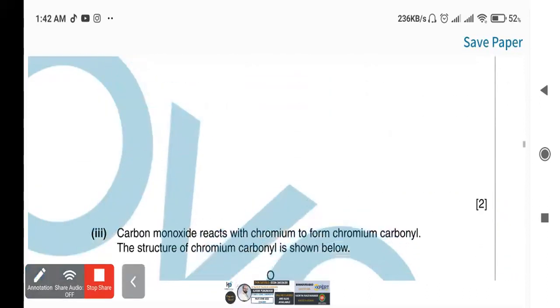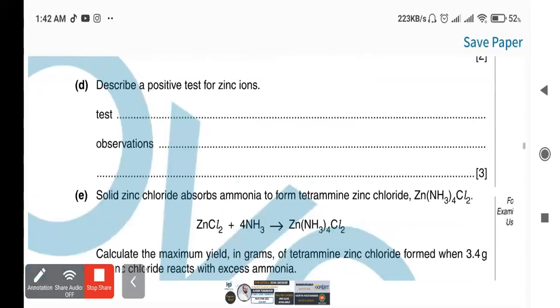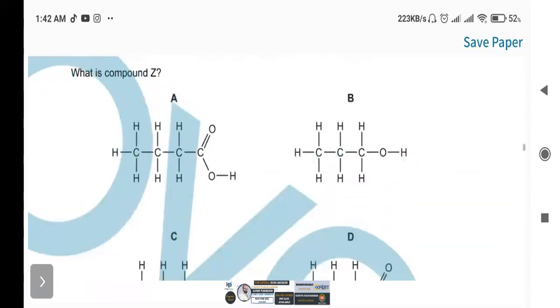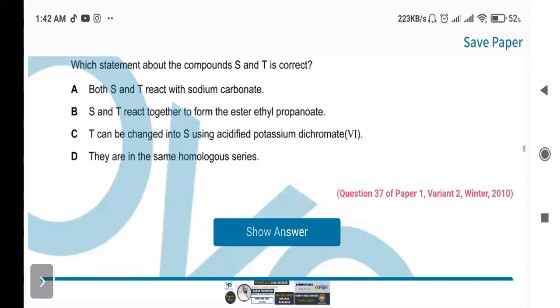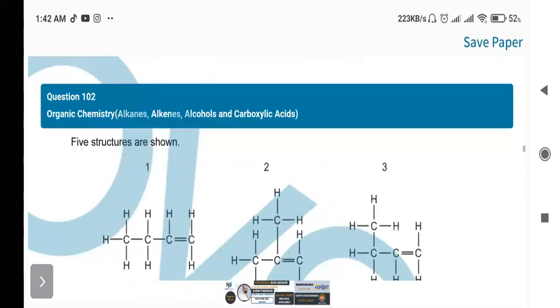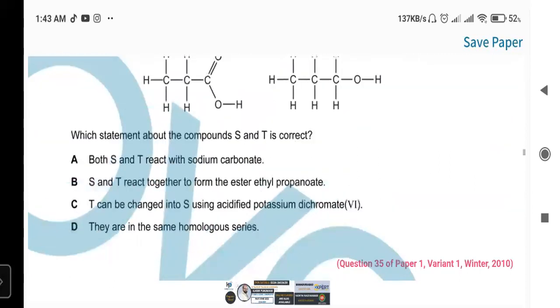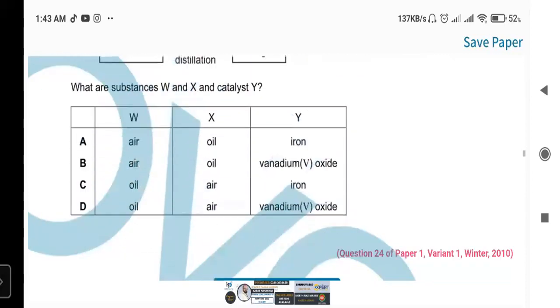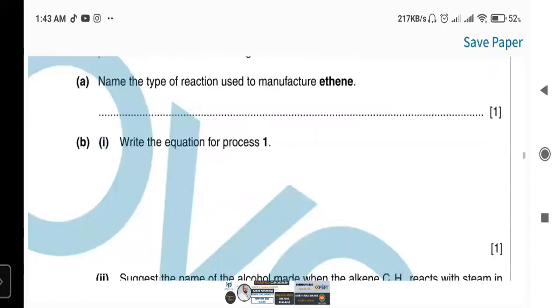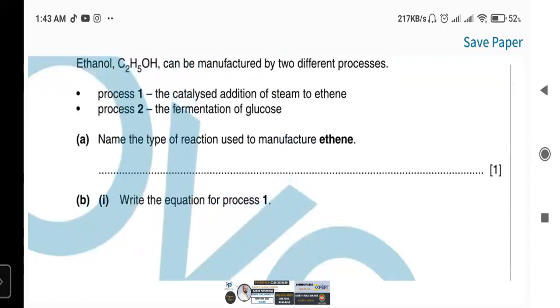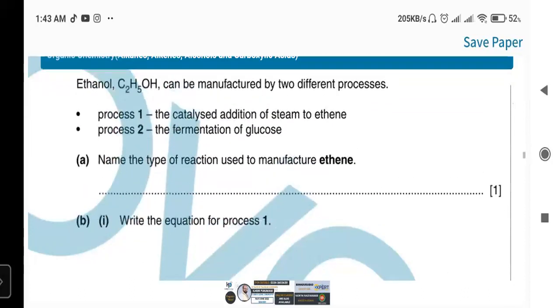Okay, no need. Unfortunately, I don't know how this question appeared here. These are MCQ questions. You can answer them. It's easy. We have already learned about these reactions.